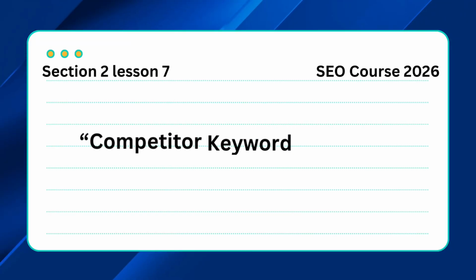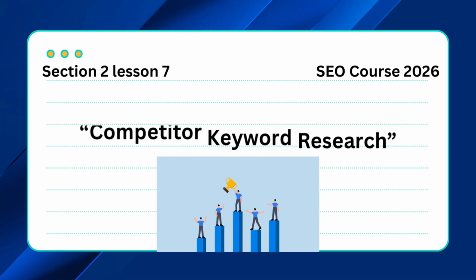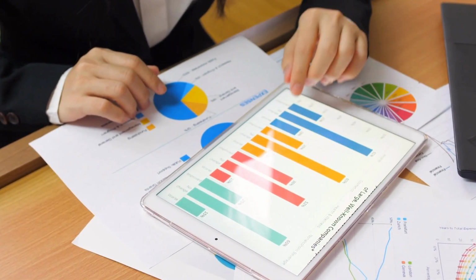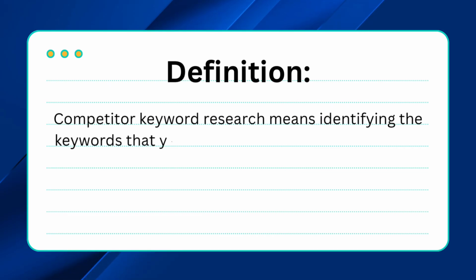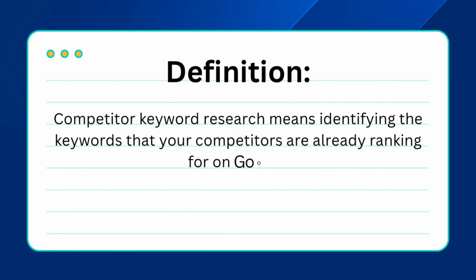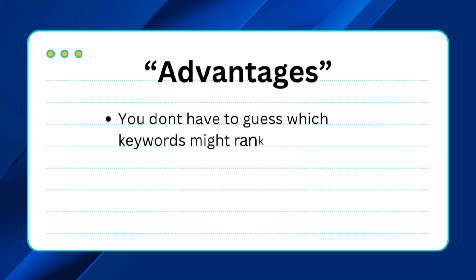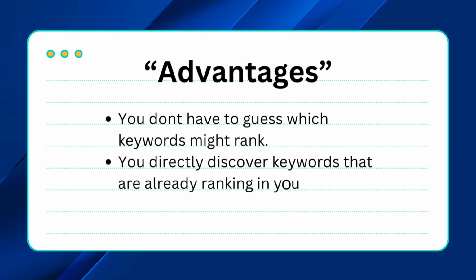In this lesson, we're going to talk about competitor keyword research. When doing keyword research, one of the smartest strategies you can use is analyzing your competitors. In simple terms, competitor keyword research means identifying the keywords that your competitors are already ranking for on Google. The biggest advantage of this approach is that you don't have to guess which keywords might work. Instead, you can directly discover the keywords that are already bringing traffic to other websites in your niche.